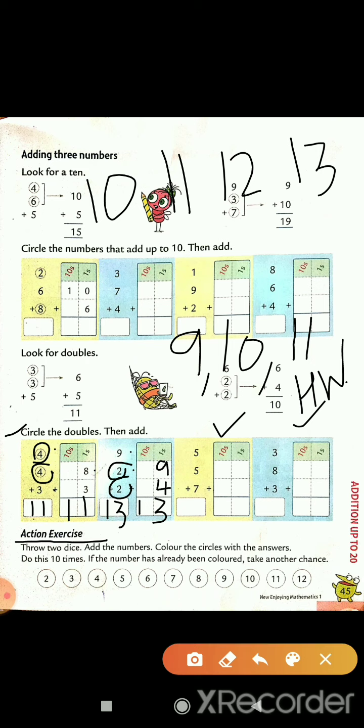Here you have to throw 2 dice and whatever answer you get, you have to add that number and color the circles with the answer. Here you have to color it. Whatever answer you are getting, color it. You have to do this 10 times. How many times? 10 times. If the number has already been colored, take another chance. Got it, students?